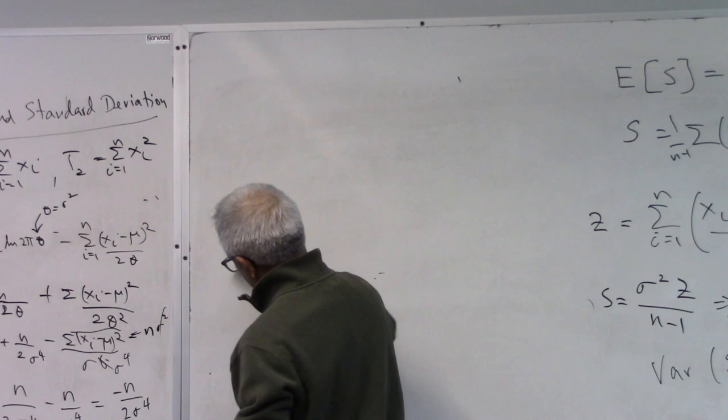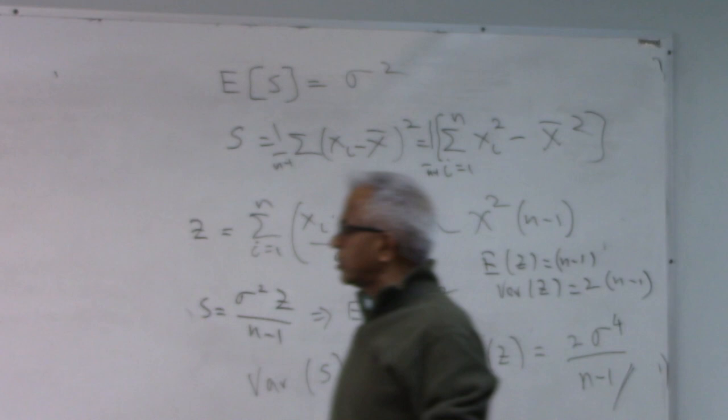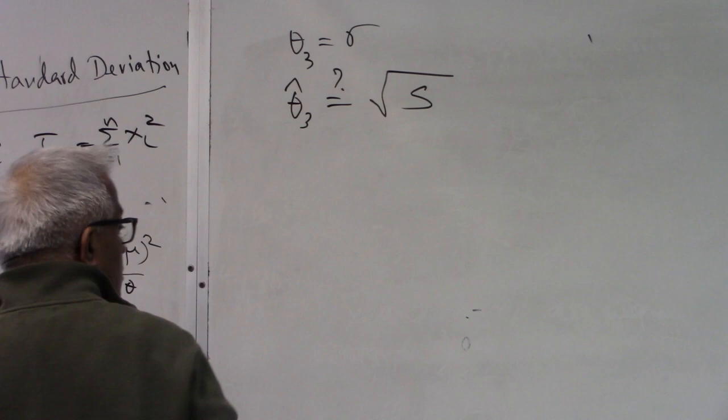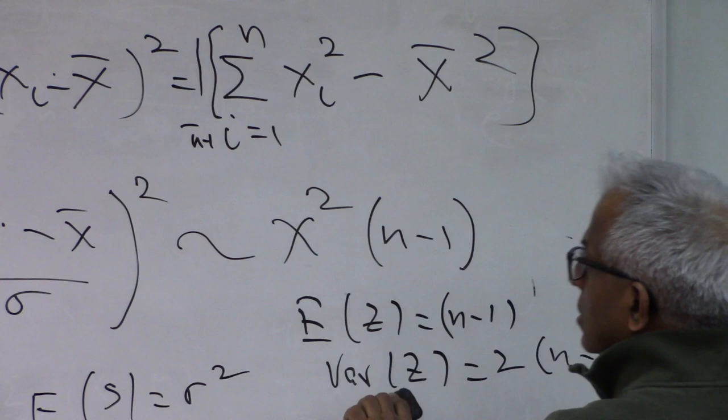So I'm interested in sigma. As I said, we can't just do the square root, because the expected value of that may not turn out to be sigma. This is theta 3. So let's say Z is what? Z is chi squared, right? Yeah, Z is chi squared with n minus 1 degrees of freedom.